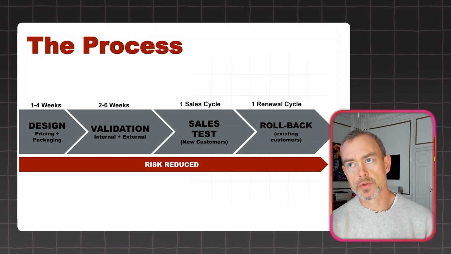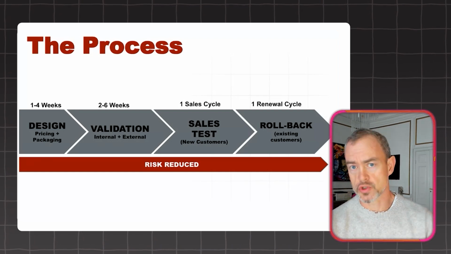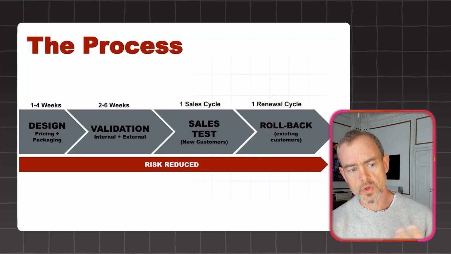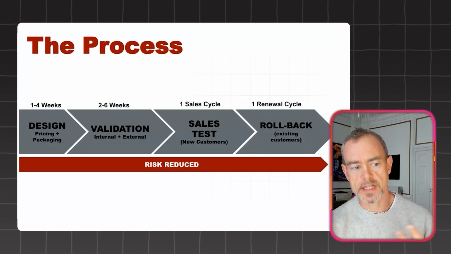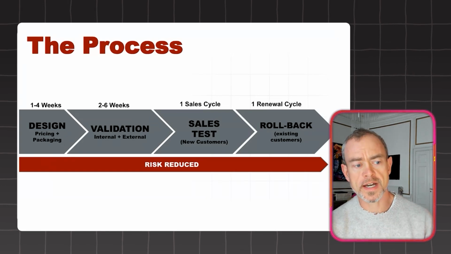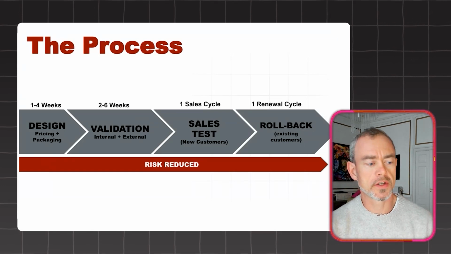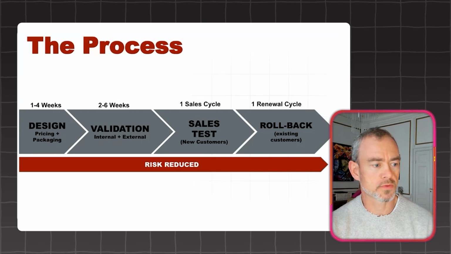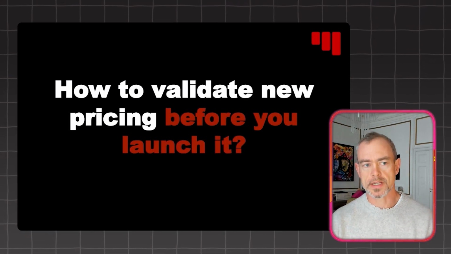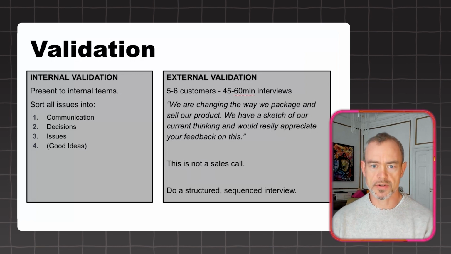Especially if you're doing more structural changes, like changing packages radically, and maybe changing the pricing model to something else, you want to make sure that what you have actually makes sense for your market. That's why we have the validation and the sales test. So design is what you arrive at this point, and then you go into the validation steps as the next one. Validation, in my book, is two things: internal validation and external validation.